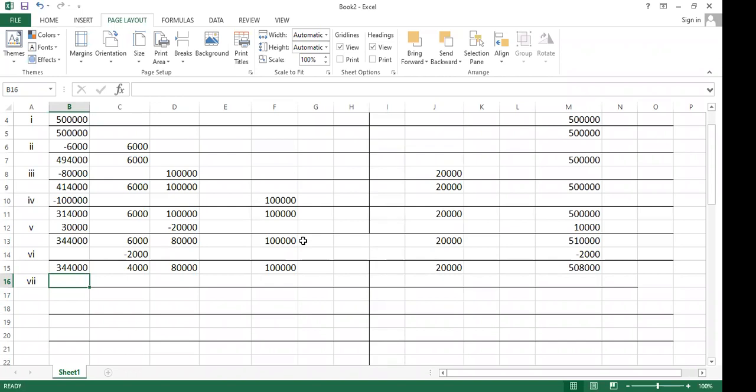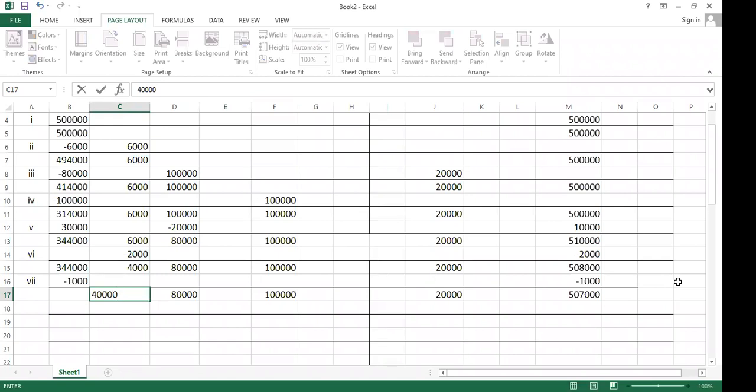Okay. Number 7. Commission paid during the trading was 1,000. Commission paid 1,000. Reduce the cash by 1,000 and reduce the owner's equity by 1,000. The balances are 507,000, and 20,000 accounts payable, and 100,000 marketable securities, and 80,000 inventory, and 4,000 prepaid rent, and 343,000 is the cash balance.